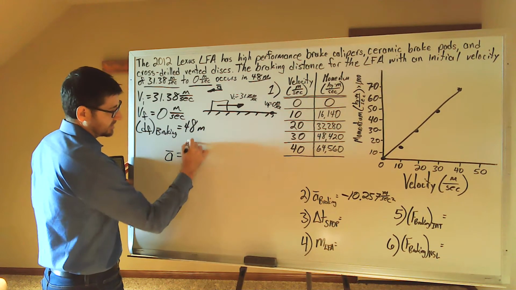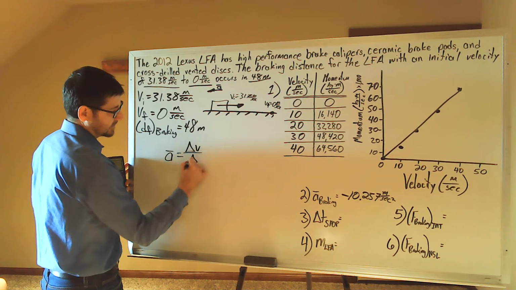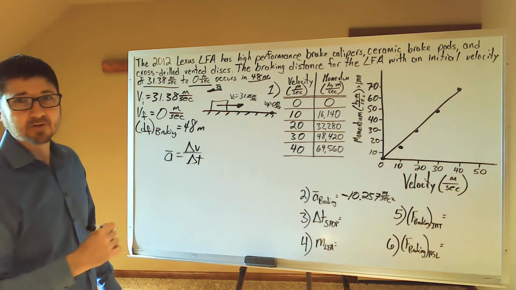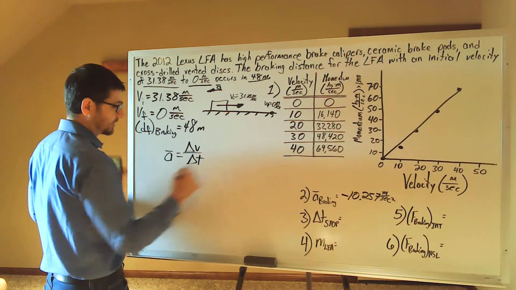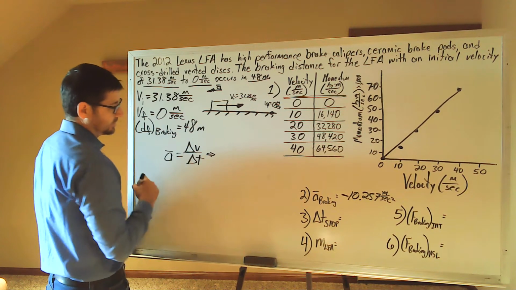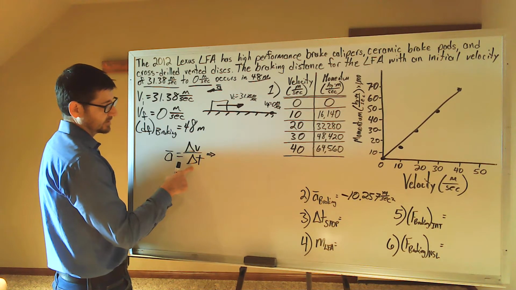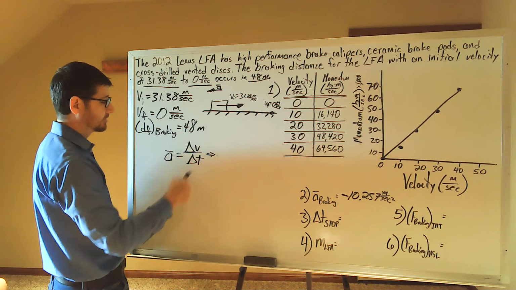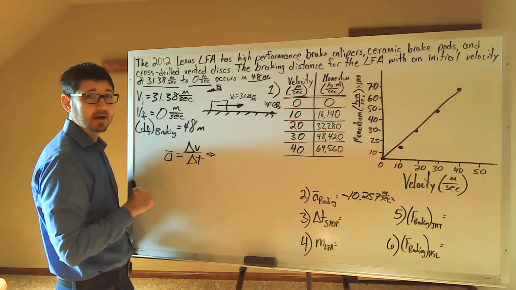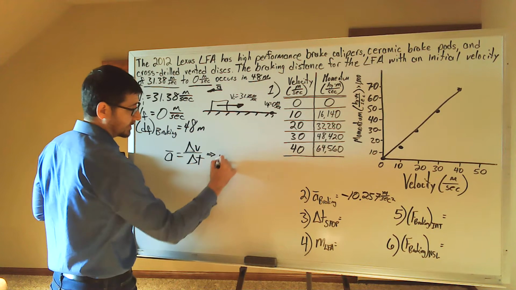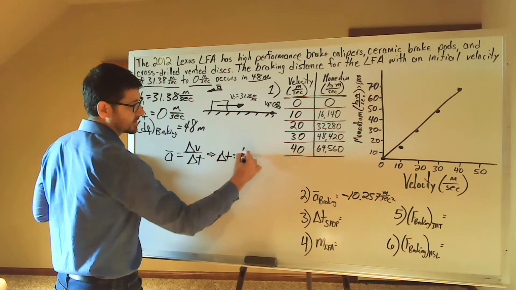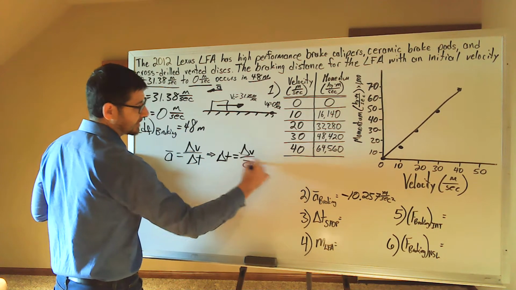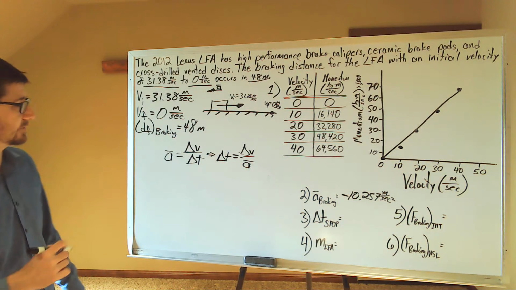Our acceleration is going to equal the object's change in velocity divided by the time interval. Now, what I want to do to solve for delta t is to multiply delta t on both sides of the equal sign, and then we're going to divide by our acceleration, which will give us delta t equals delta v divided by our acceleration.